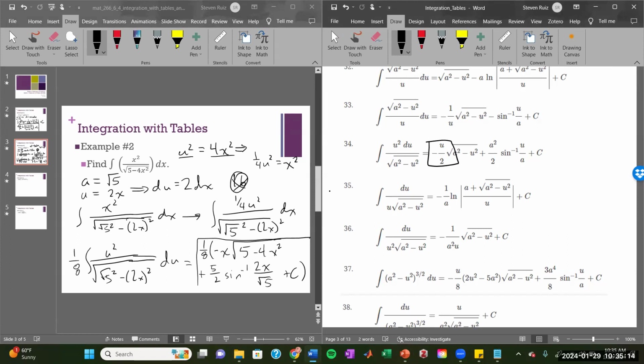Okay, so that's where the negative x comes from. Basically the first term on the right hand side of the equal sign is negative u over 2. So what's my u? 2x. 2x over 2 becomes x, and then I multiply by negative 1. So that's where the negative x comes from. Is that more clear? Okay. What else?